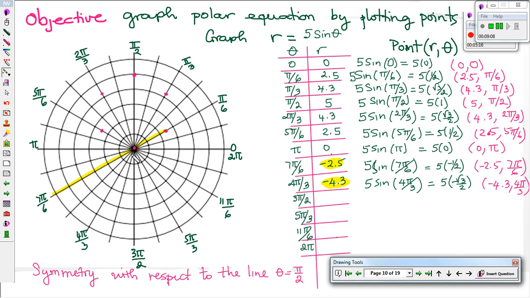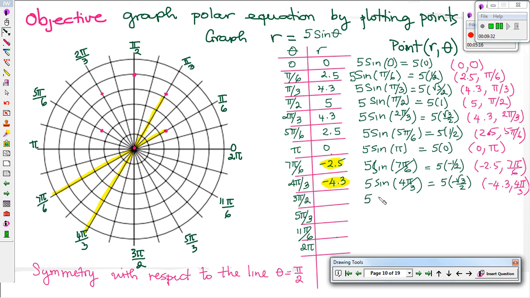So now we'll go ahead and plot the point. I'm going to draw the terminal side at 4 pi over 3. But since r is negative, we cannot put the point on the terminal side of 4 pi over 3. We'll look in the opposite direction, which is the same thing as pi over 3. So this is the point here.